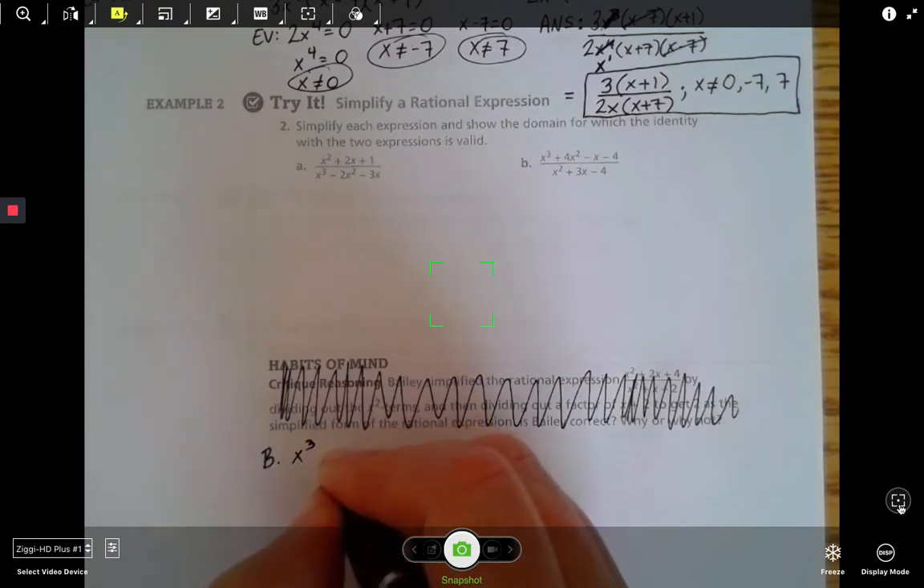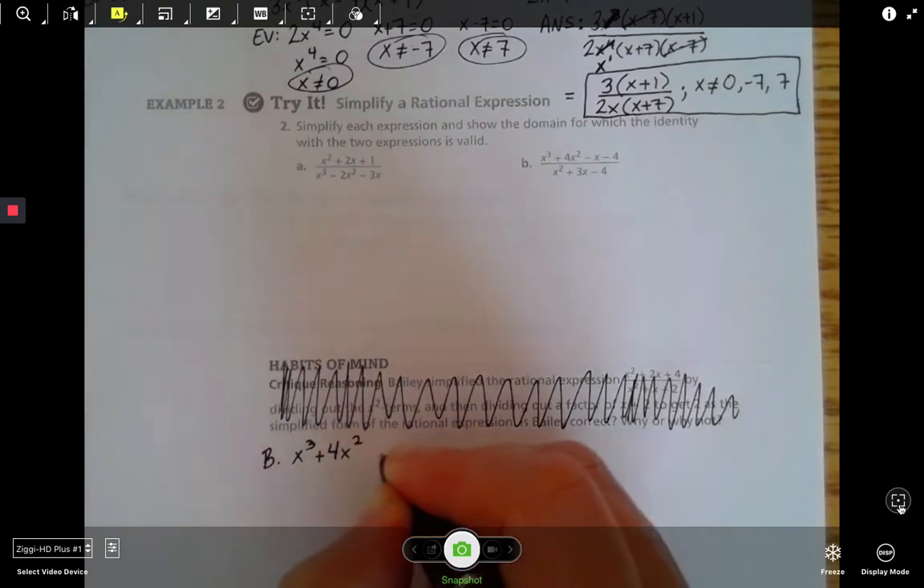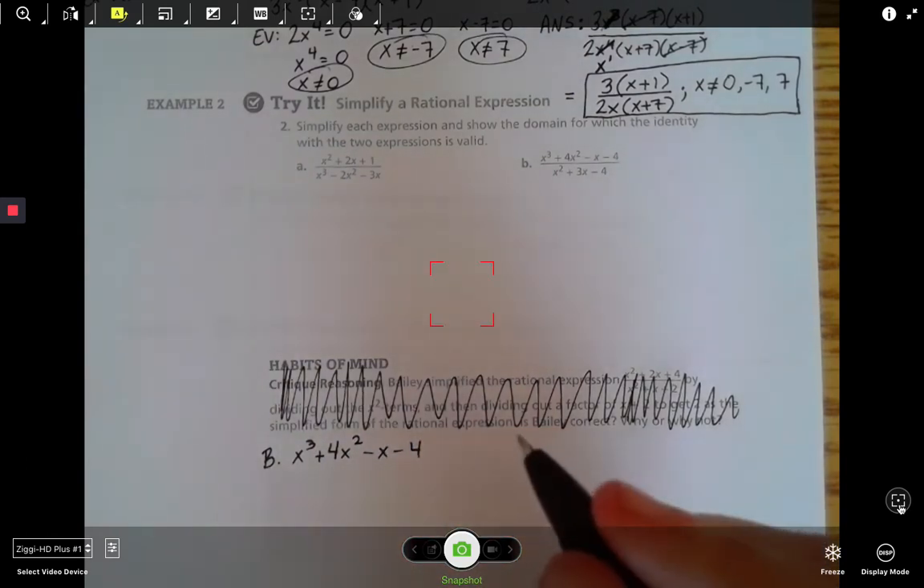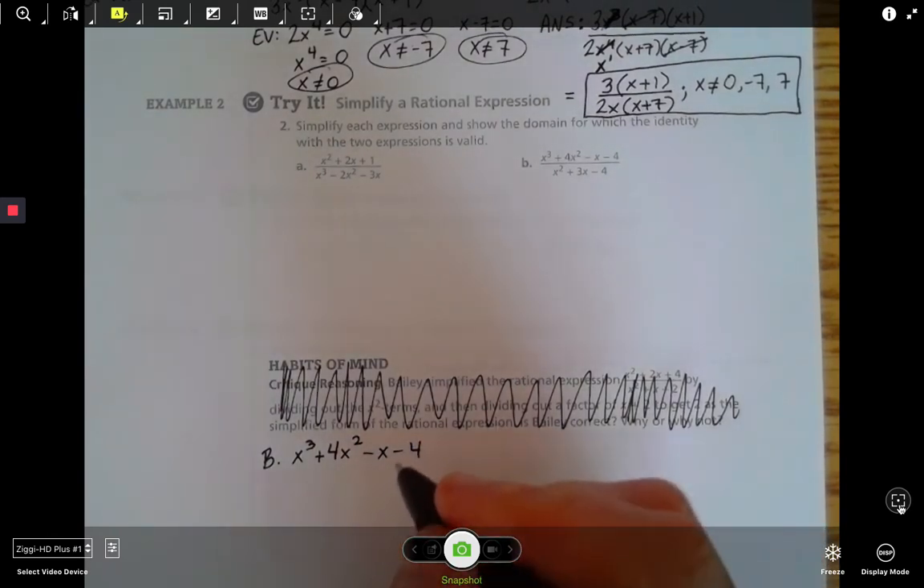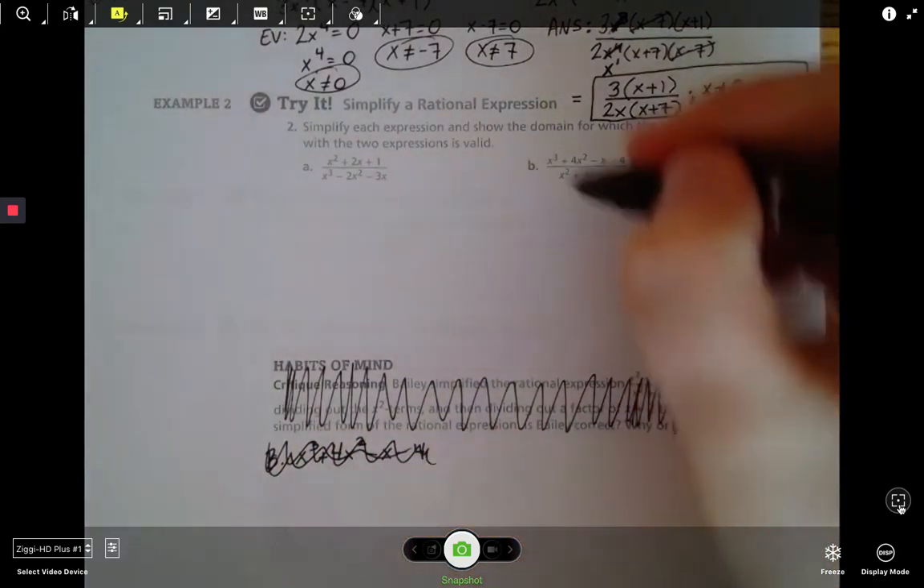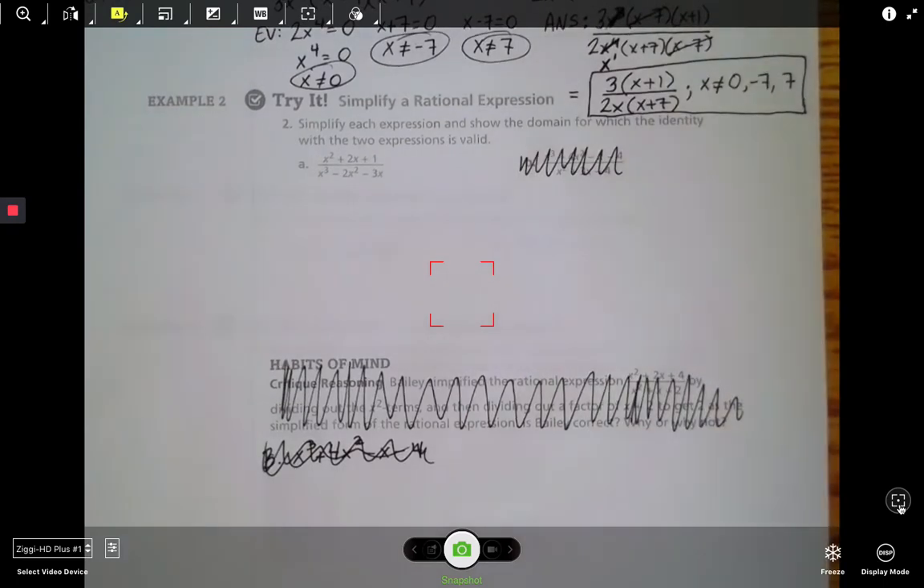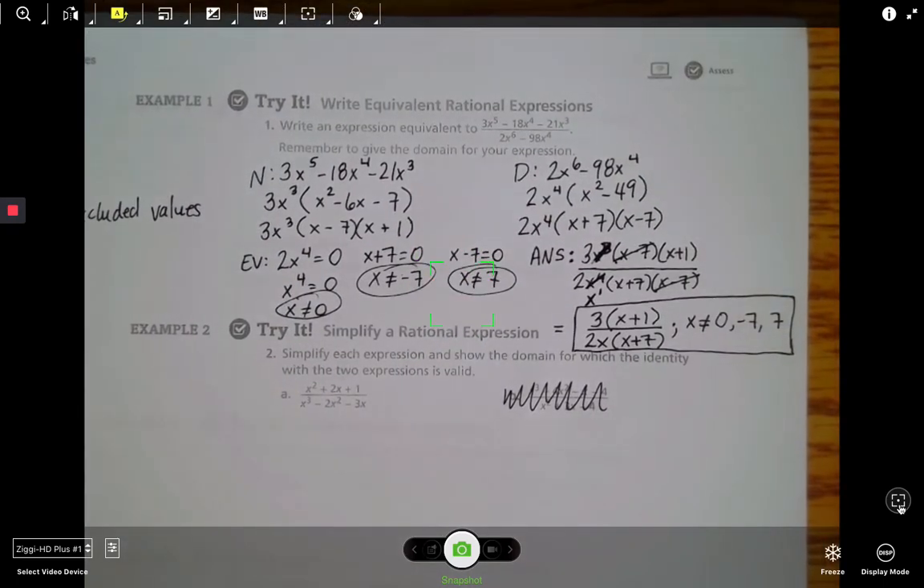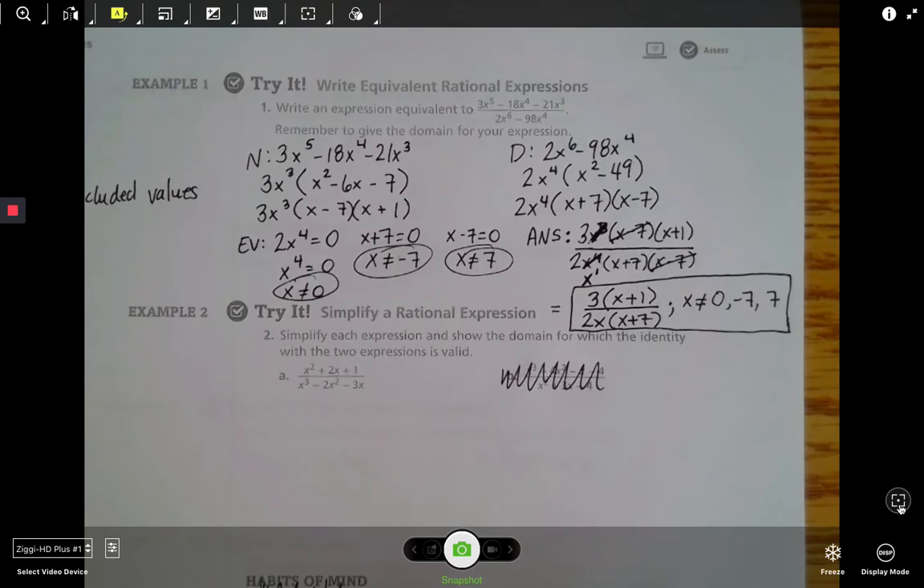x to the third plus 4x squared minus x minus 4. Actually, no, we're not. No, I'm not. Me and Miss Jordan yesterday decided we were going to skip B completely. I forgot about that. All right, back to the top. Got it, Mason?